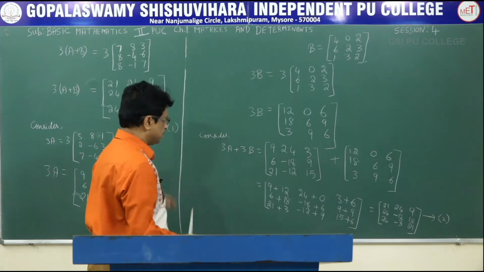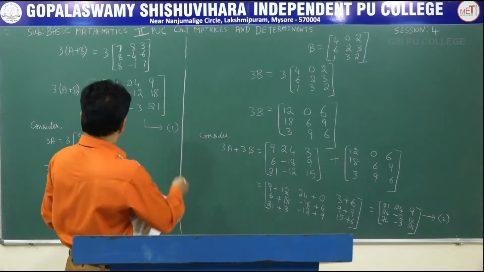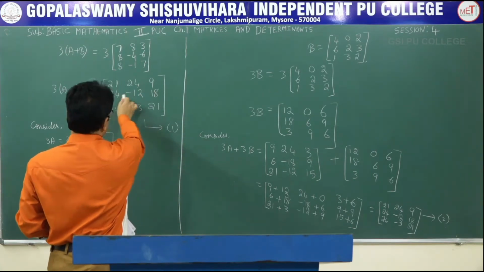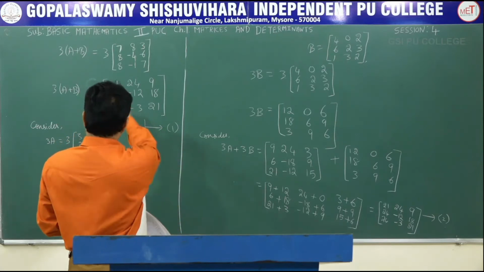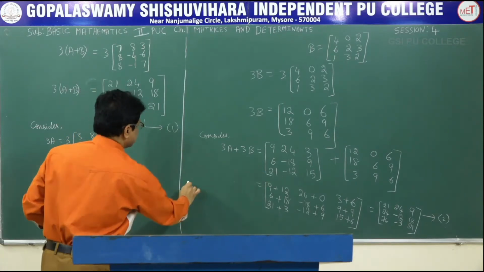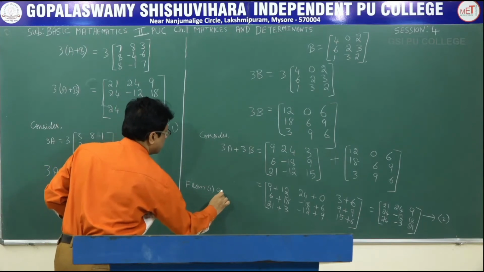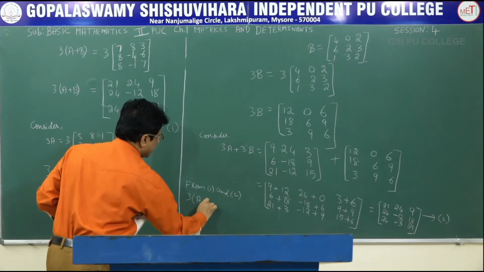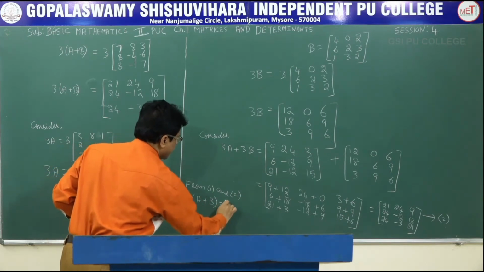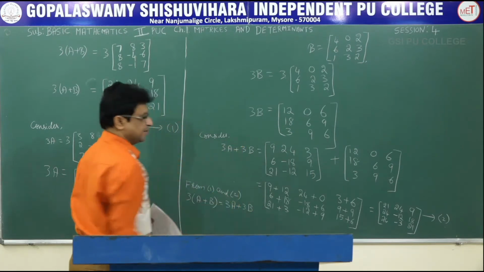So from 1 and 2, what can we say? Both give [21 24 9; 24 -12 18; 24 -3 21]. So from 1 and 2, 3 into (A plus B) is equal to 3A plus 3B.